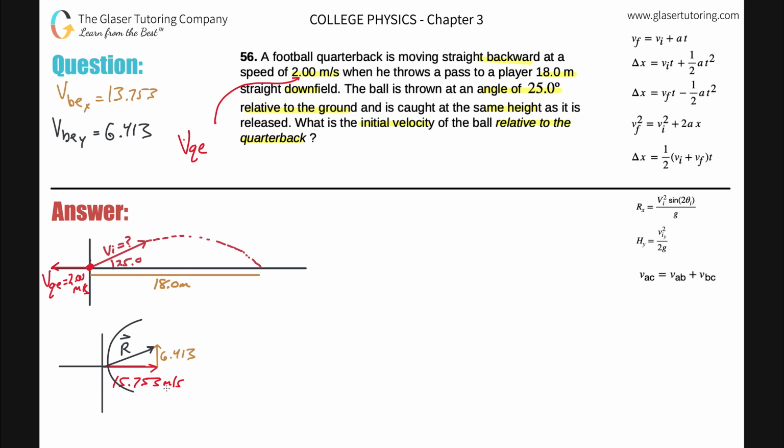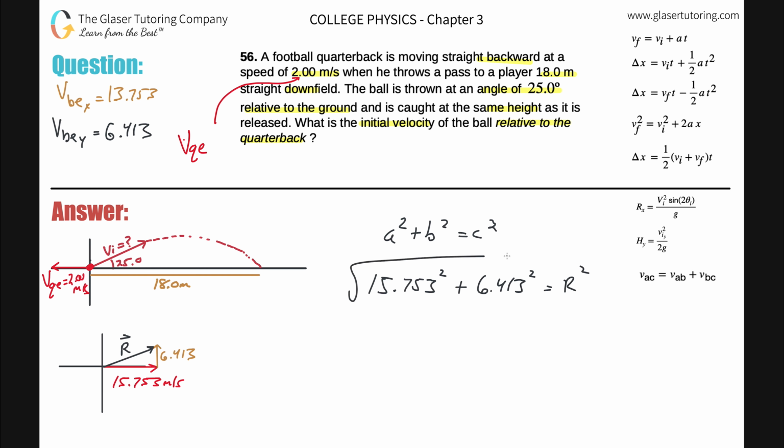Right. So now I got to find the R. We can use Pythagorean's theorem. A squared plus b squared is equal to c squared because we're talking about a right triangle here. Here's the right angle. And a squared, it's 15.753 squared plus 6.413 squared. Now, when you do these calculations, please use the exact values. All right. So to find the R, I have to now square root both sides.